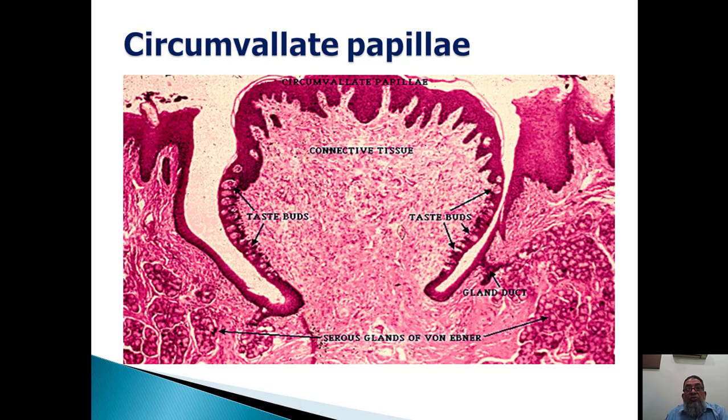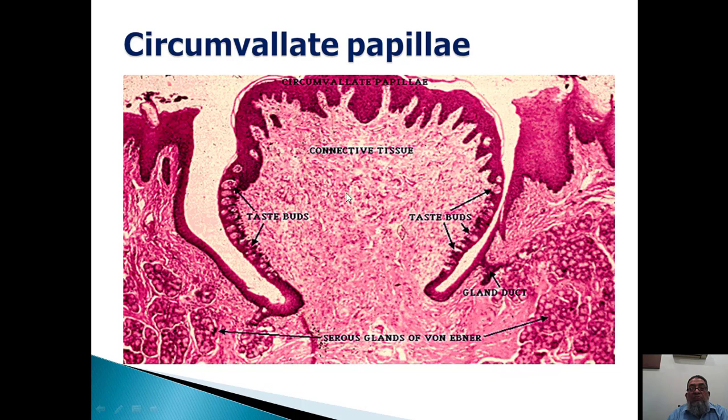Circumvallate papillae, look at the picture. Circumvallate papillae are saddle shaped. The base is narrow and the apex is broader. There are trenches between the neighboring circumvallate papillae. Look at the trench. This trench is concerned with the sensation of taste. All the taste buds are located in these trenches of the circumvallate papillae.